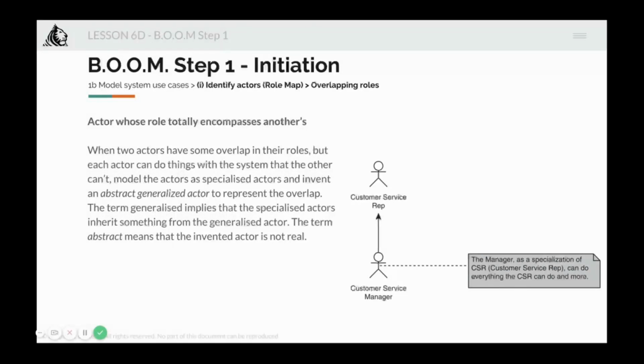The generalized actor, the important thing to note here is that the generalized actor in this case is not an invention but a real role, unlike the previous case. It is therefore considered to be a concrete actor.